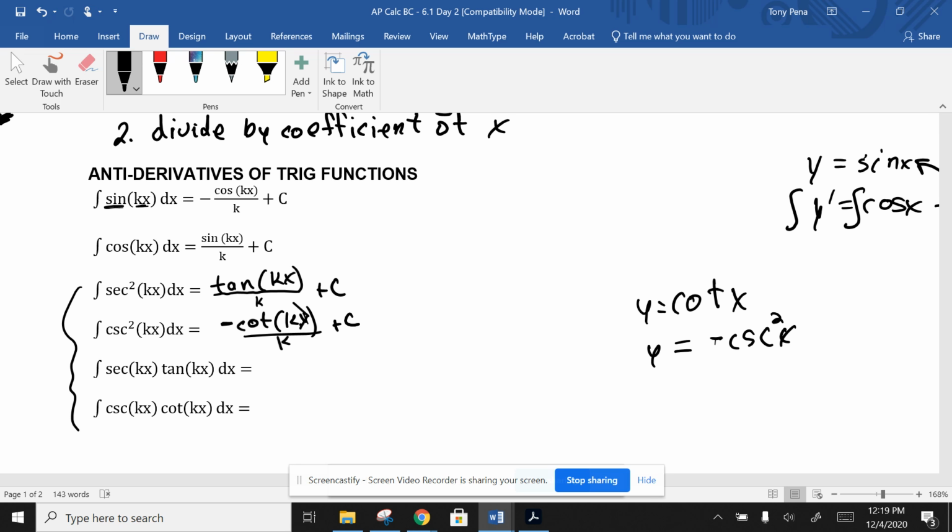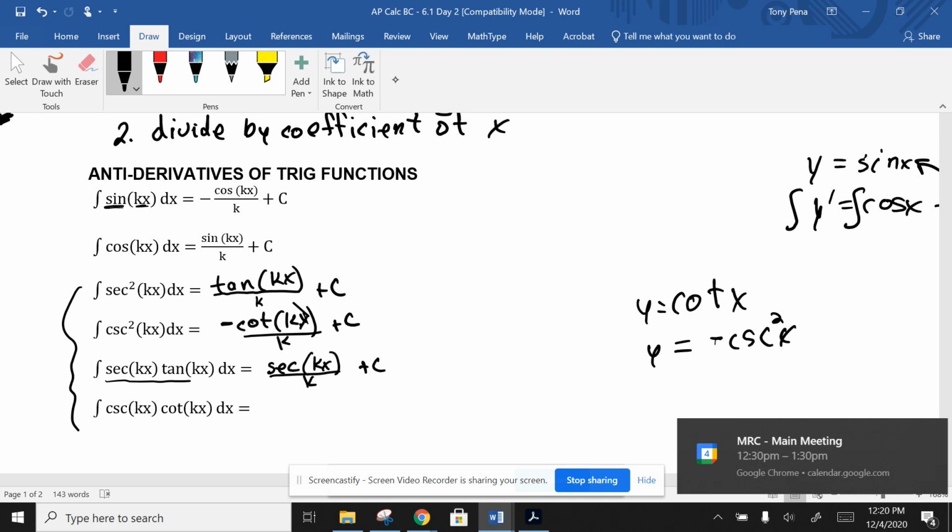All right, the next one, secant x tangent x. Farah, what do you think? So I just said the secant, and then in parentheses the kx, and then over k plus c. Good. This one's a little bit easier because there is no sign change. The derivative of secant is a positive secant, so we don't have to worry about any tricks with the signs or anything. But good, again, we haven't done this one in a while. What we took the derivative of to get a secant tangent is a secant.